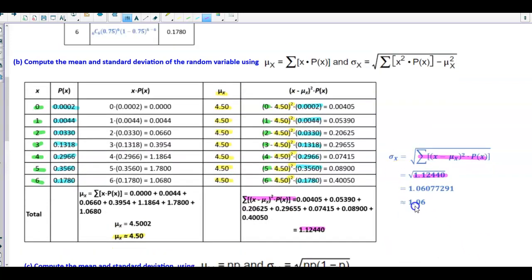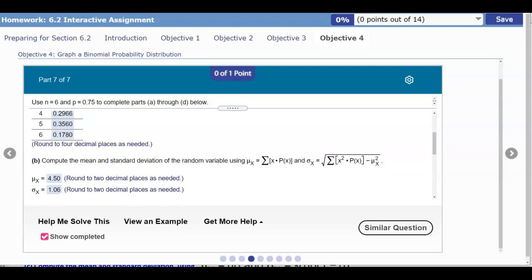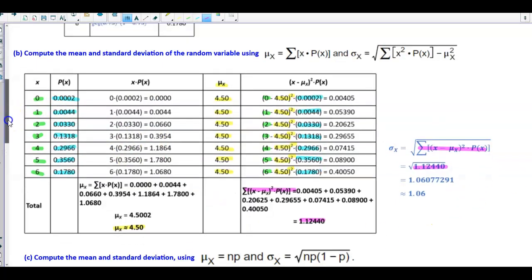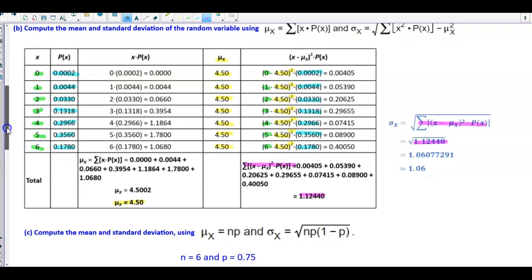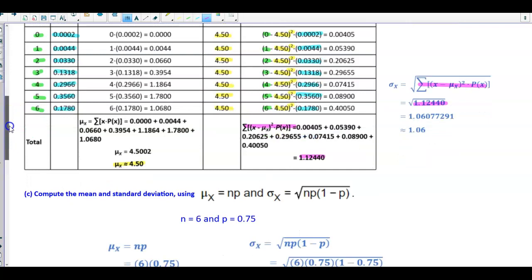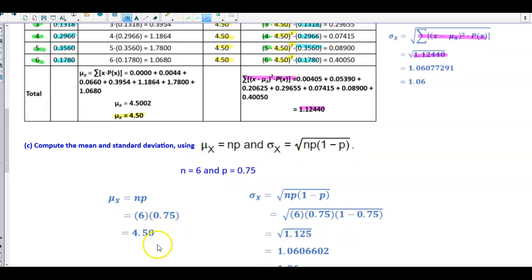So we get the standard deviation of 1.06, and we get the mean of 4.50. Let's verify that. We get the mean of 4.50 and the standard deviation of 1.06. Now we need to compute the mean and standard deviation using the following formulas. So in the next part, part C, we need to determine what n is, which is 6 in our problem, and the probability is 0.75. To find the mean, we take n times p. So 6 times 0.75 gives us 4.50.